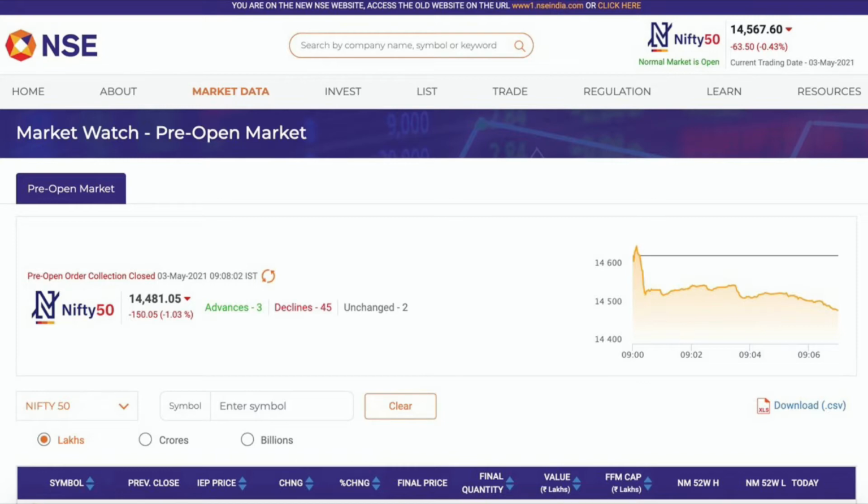So the market opened gap down, and the banks and the financial services are very weak. But due to my analysis, I think the sentiment of the market is a bit positive, besides the increasing COVID cases. So let's wait and watch what happens today.